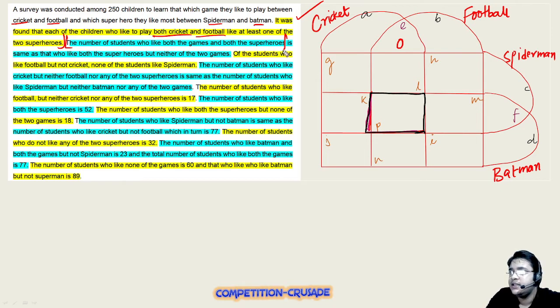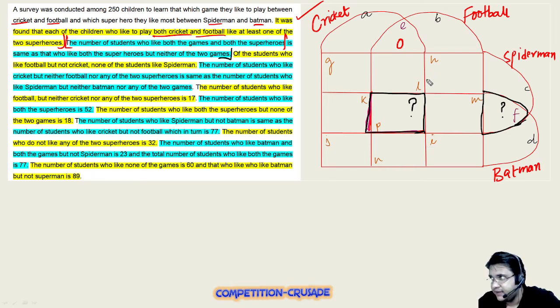same as, let's read ahead, same as that who like both the superheroes but neither of the two games. Both the superheroes but neither of the two games. Which region will that be? Isn't this going to be the region? Because this region only has both the superheroes, but this region does not have any of the football or cricket. Okay, so fine. So we have taken that into the case also. But so far I am not sure what these numbers are. Okay, so P is equal to F, but I don't know the numbers.